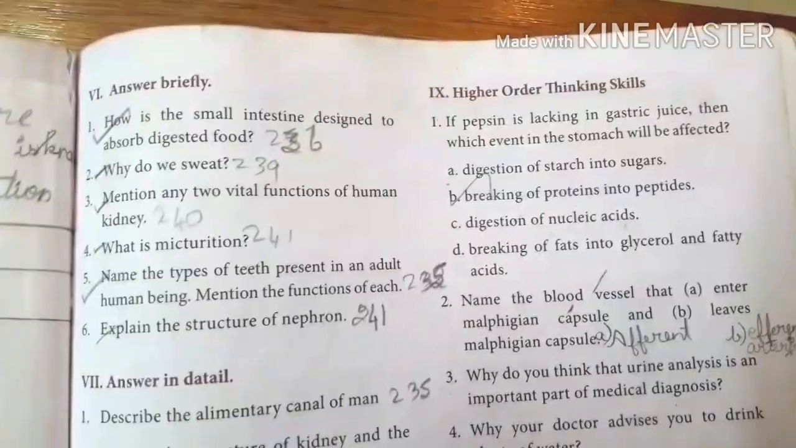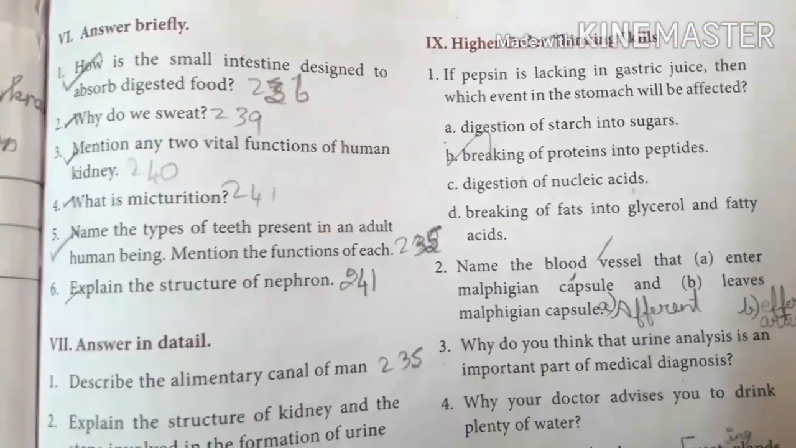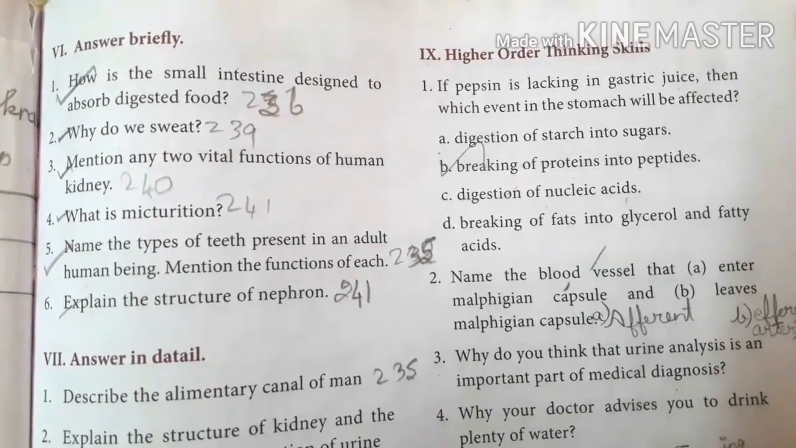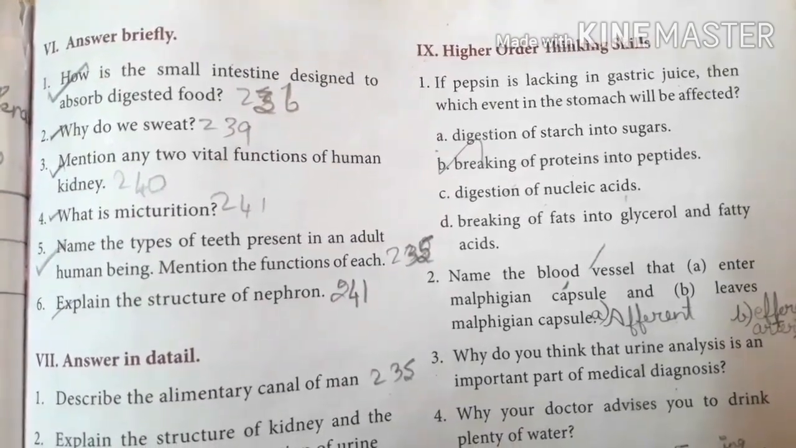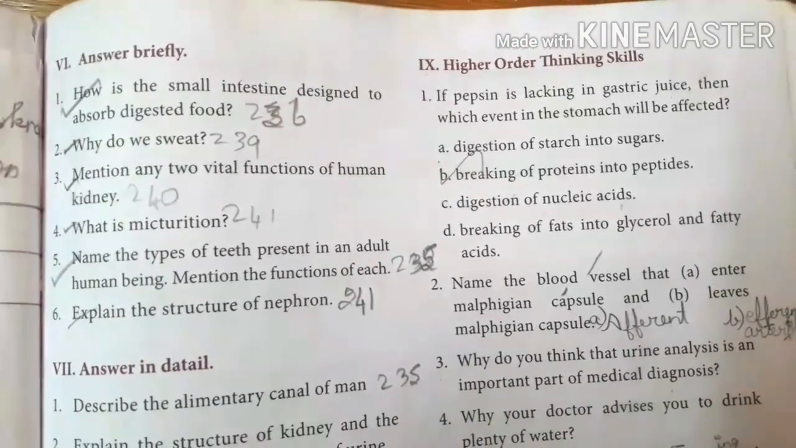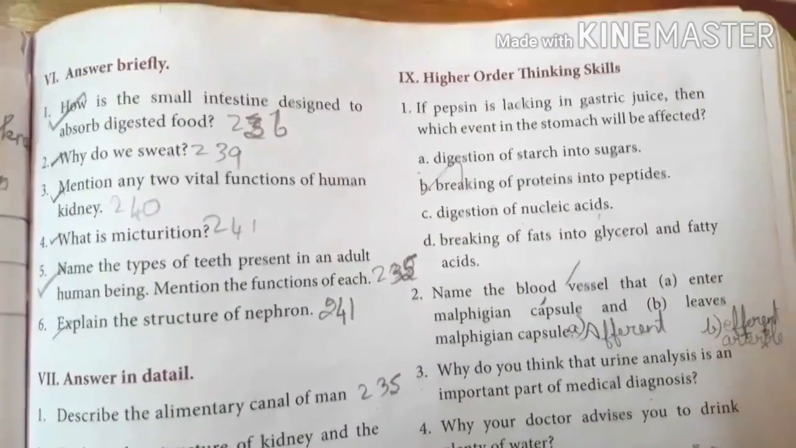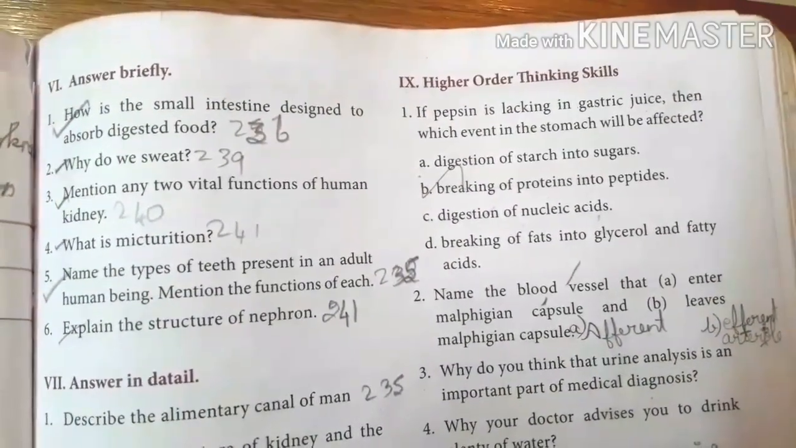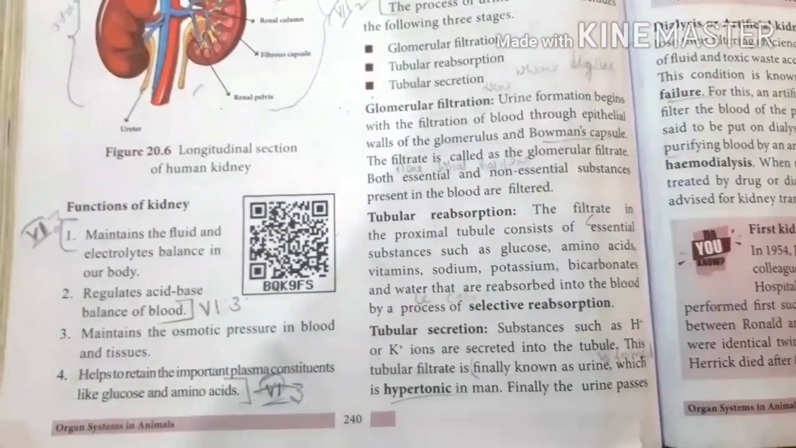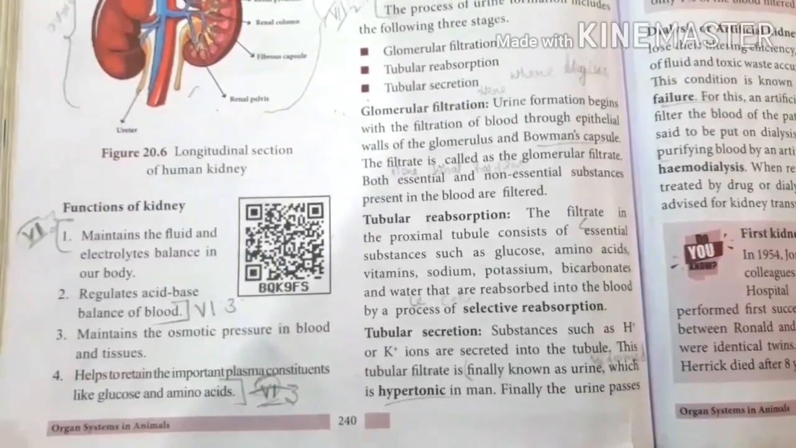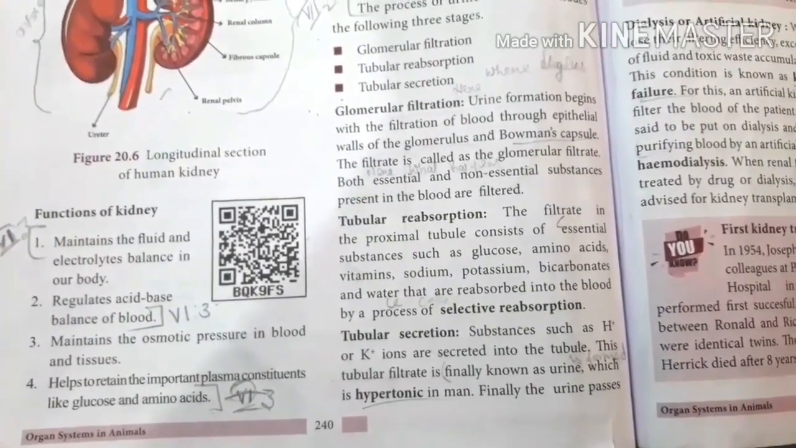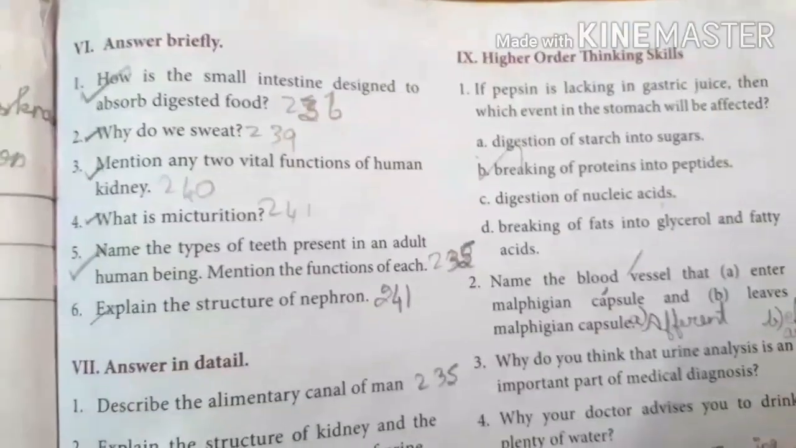Next question. Question number 3. Roman letter 6, question number 3. Mention any 2 vital functions of the human kidney. Answer, page number 240. Children, see the functions of the kidney. There are many points. You learn any 2 points. Clear?